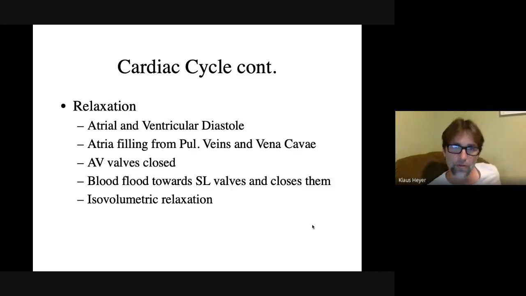Relaxation is when the whole heart's relaxing. The atrium and the ventricles, nothing's moving, right? There's a period of your heartbeat where that happens. When that's happening, blood is still flowing because you just got done pumping blood. It's still going through your body, right?